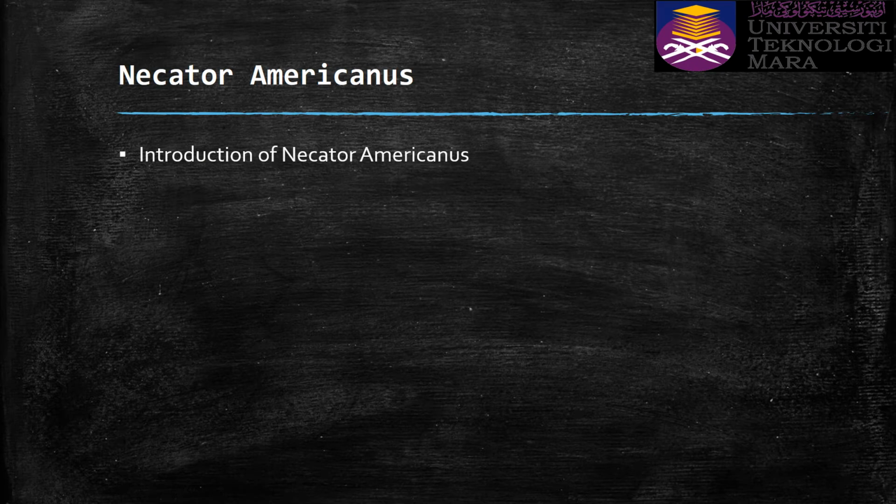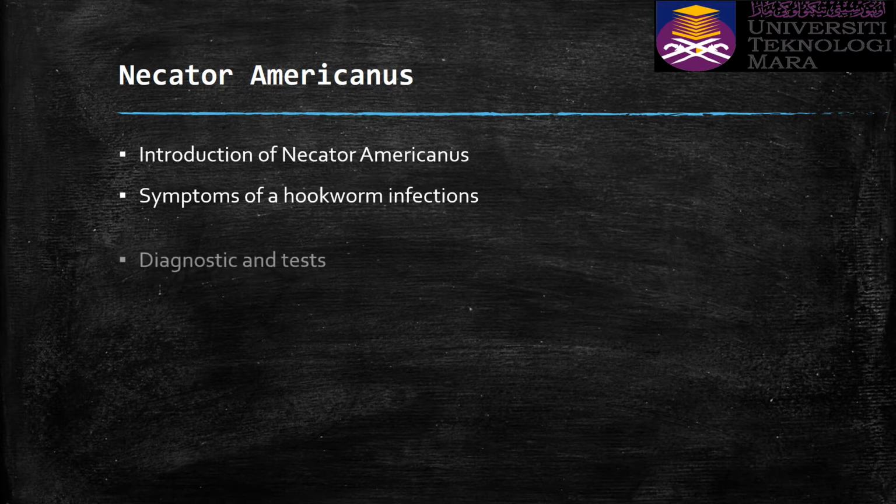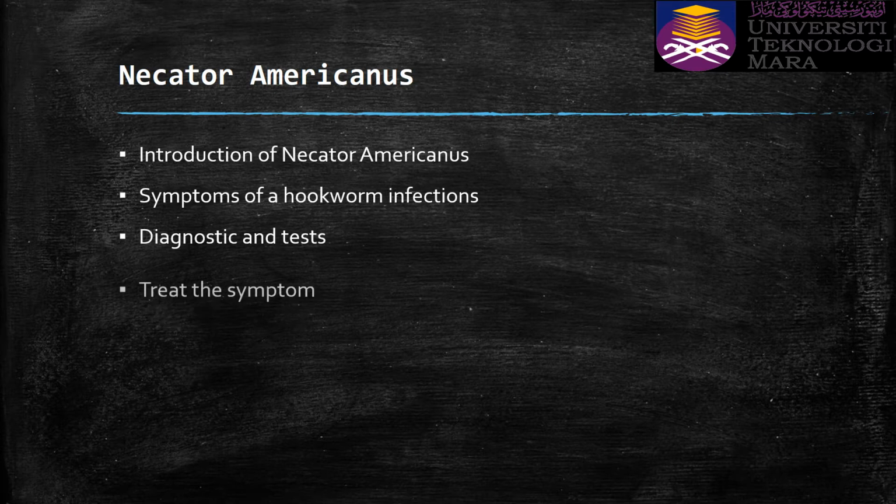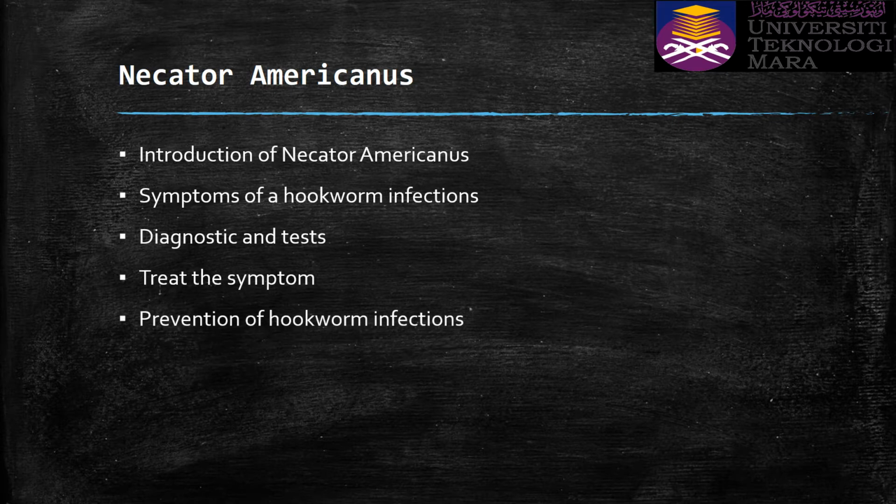First we shall start with an introduction of Necator americanus. We proceed with some explanations of symptoms of a hookworm infection. Then this presentation will explain how to diagnose and test an infection, treatment of the disease, preventive plans of hookworm infections among the community, and some nursing interventions in order to prevent the infection spread and its rationale. Finally, a list of references.